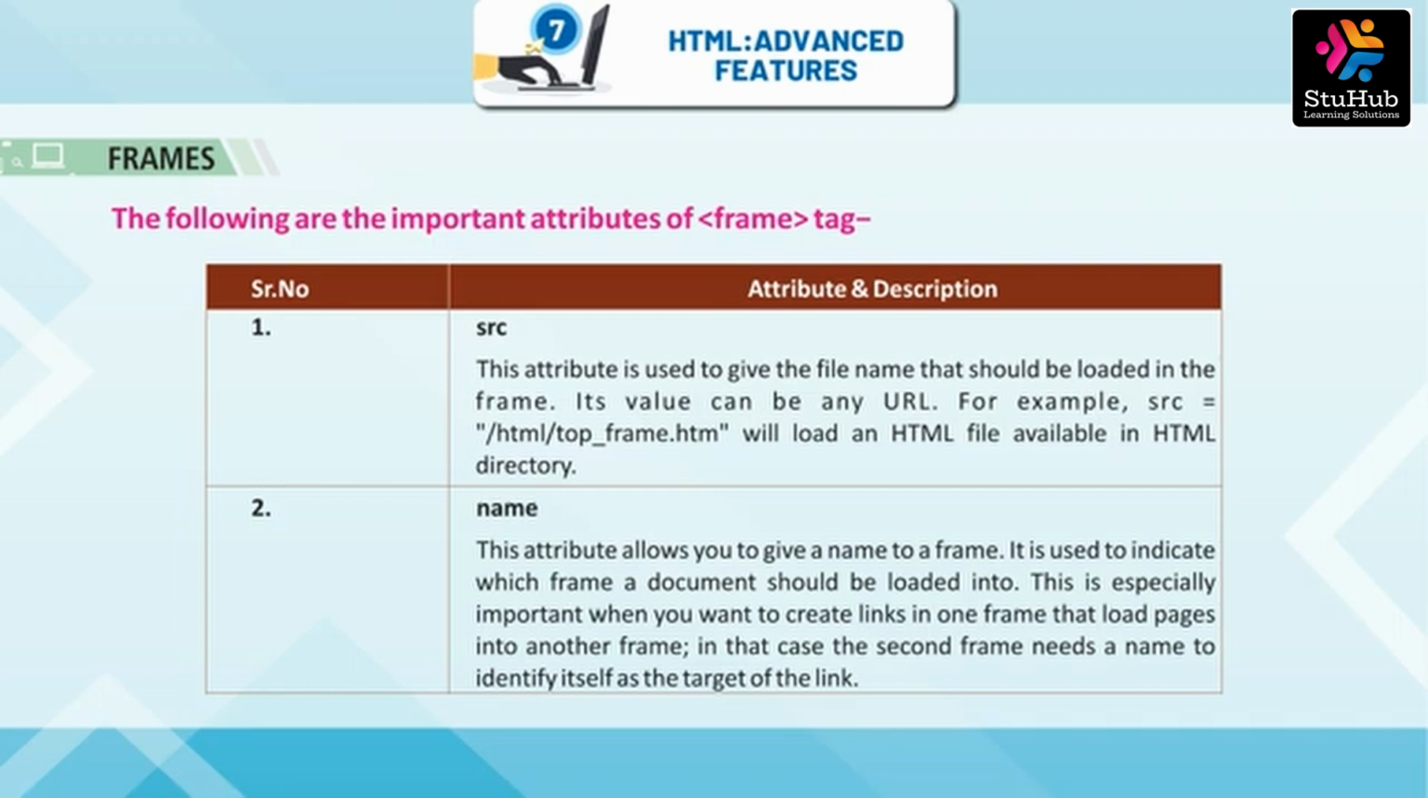1. src. This attribute is used to give the file name that should be loaded in the frame. Its value can be any URL. For example, src equals "/html/top_frame.htm" will load an HTML file available in the HTML directory. 2. name. This attribute allows you to give a name to a frame. It is used to indicate which frame a document should be loaded onto. This is especially important when you want to create links in one frame that load pages into another frame. In that case, the second frame needs a name to identify itself as the target of the link.